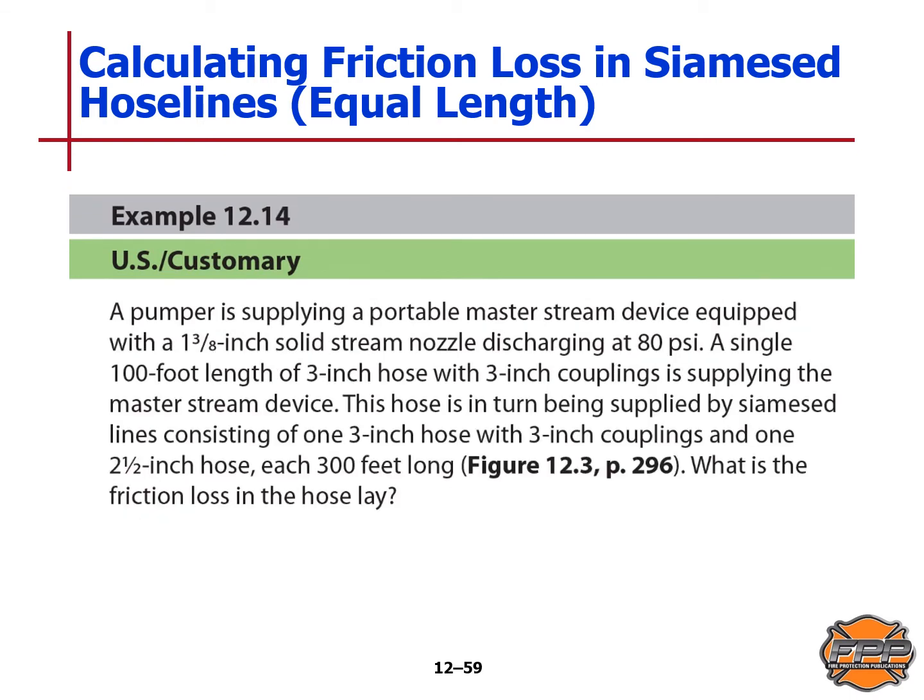A pumper is supplying a portable master stream device equipped with a 1 3/8 solid stream nozzle discharging at 80 psi. A single 100-foot length of 3-inch hose with a 3-inch coupling is supplying the master stream device. This hose is in turn being supplied by Siamesed lines consisting of one 3-inch hose with 3-inch couplings and one 2.5-inch hose, each 300 feet long. See figure 12.3, page 296. What is the friction loss in the hose lay?